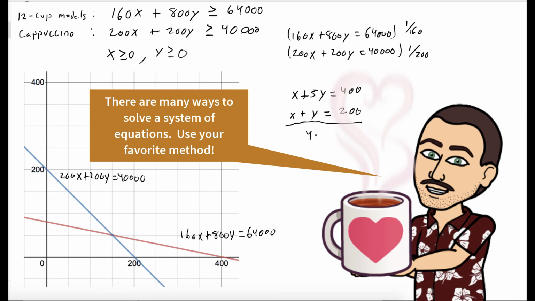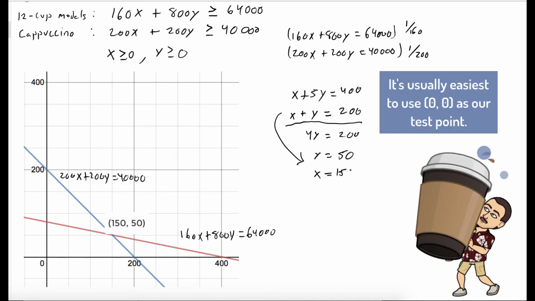And now we have a system of equations that's easy to solve. Let's subtract the second equation from the first equation, and we have 4y equals 200, or y equals 50, and we can see that x has to be 150. So that vertex is (150, 50).